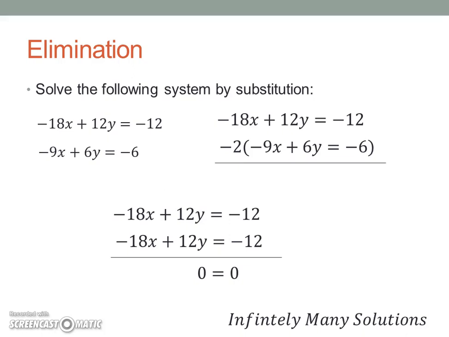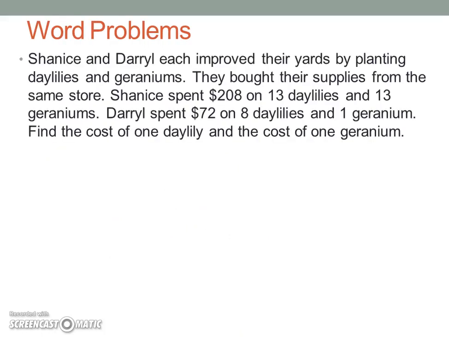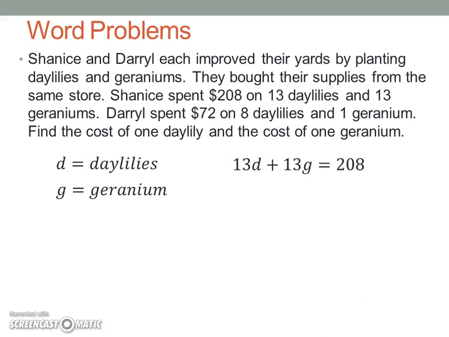Now let's look at systems in a real life word problem. All right, we're talking about two people planting daylilies and geraniums. So those are my variables I'm going to use. D is daylilies, G is geraniums. Okay, so Shanice spent $208 on 13 daylilies and 13 geraniums. So I'm going to do 13D plus 13G equals 208. That's my first equation. Daryl spent $72 on 8 daylilies and 1 geranium, so that's 8D plus 1G equals 72. Since they line up perfectly, I'm going to use elimination, and I'm going to multiply the bottom equation by 13 to get the G's to match up.